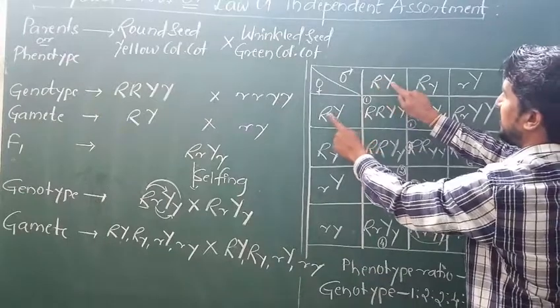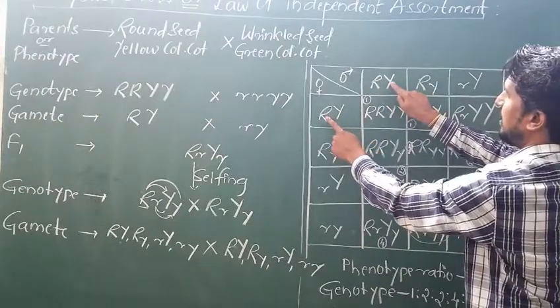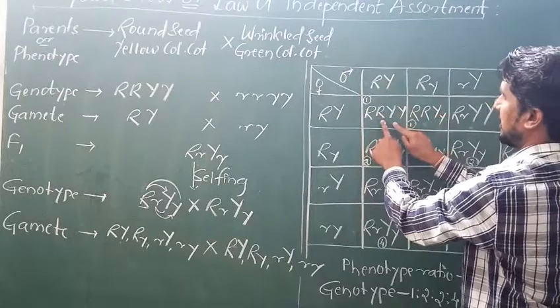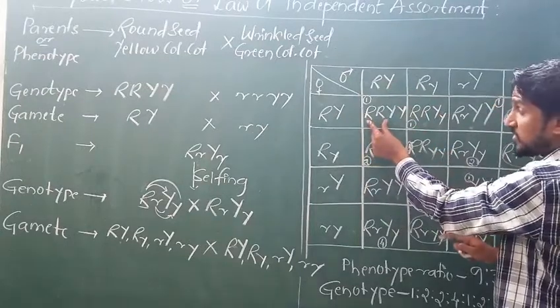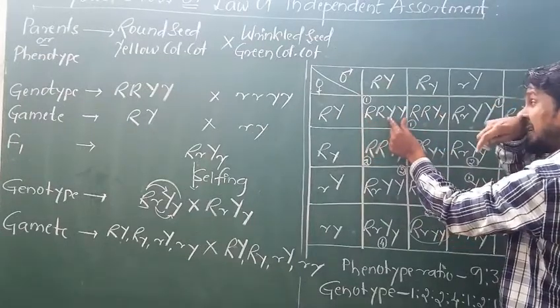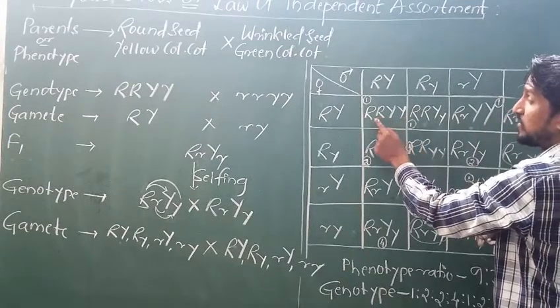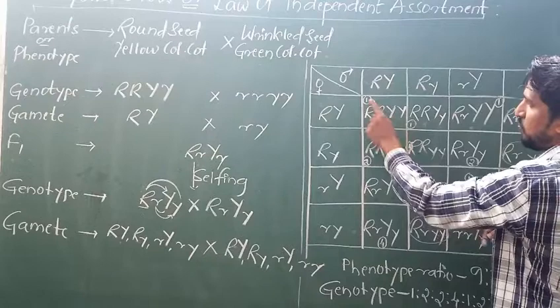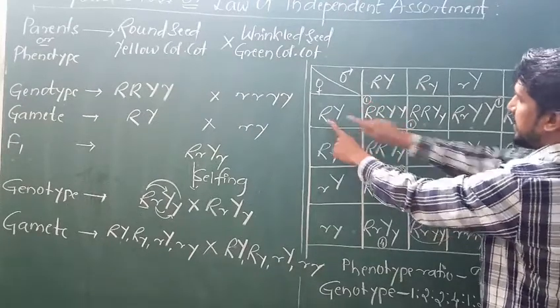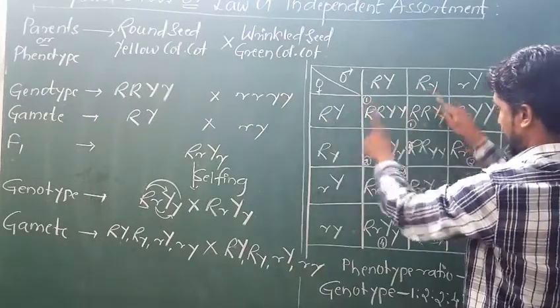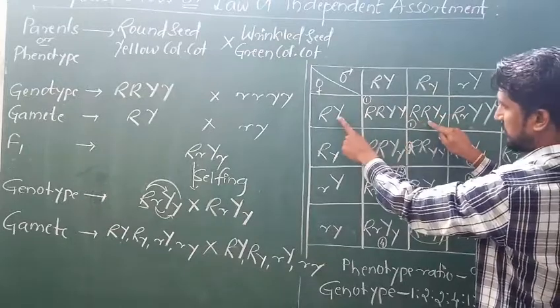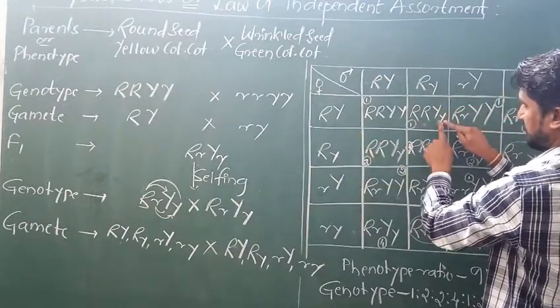Capital R, capital Y, capital R, capital Y. It is homozygous round and homozygous yellow color cotyledon. Complete homozygous condition: round seed with yellow color cotyledon. One is there, right? Then this cross with this. Capital R, capital R, capital R, small y.